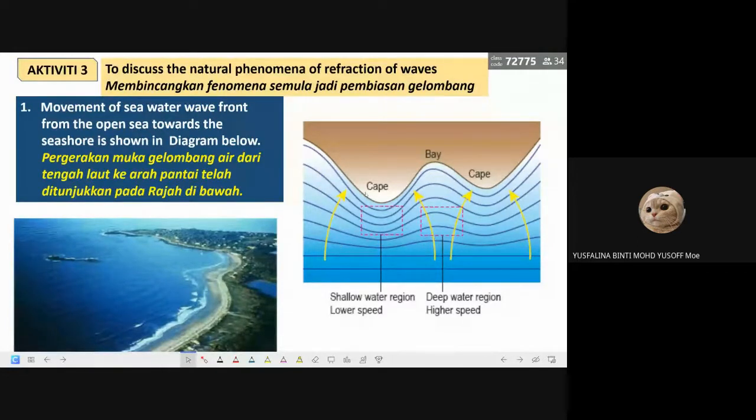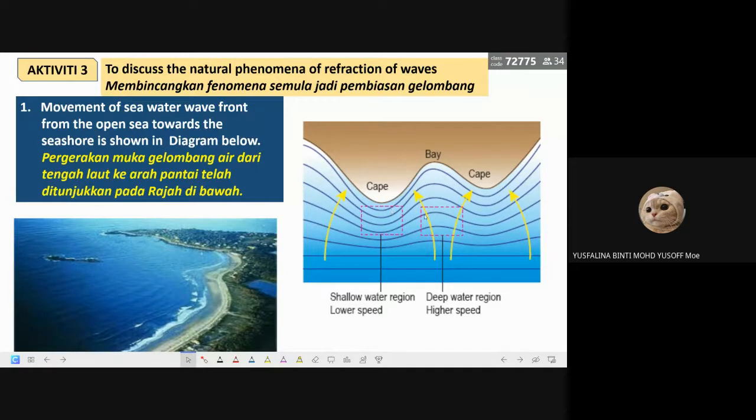At the cape, you can see there is a shallow water region here. So here we have a lower speed. As you can see, the wavelength here also is smaller, so it has a lower speed at the cape.